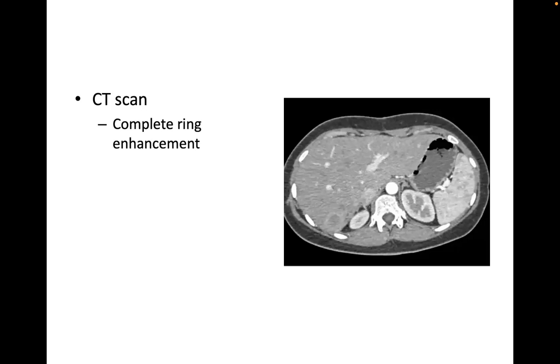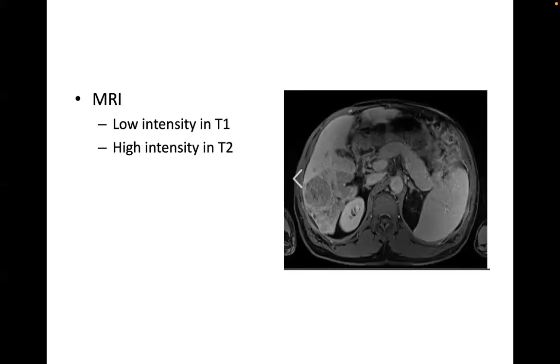This is another picture of the CT scan of colon metastasis. You can see the complete ring enhancement is there, and one can see multiple of these lesions on CT scan. And this is the MRI showing a low intensity of the metastasis as compared to the rest of the liver.